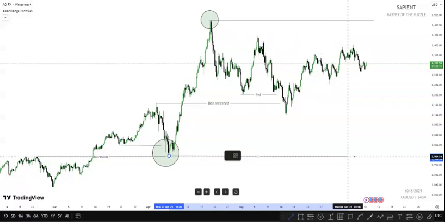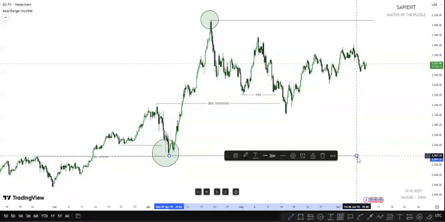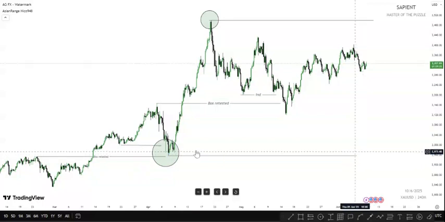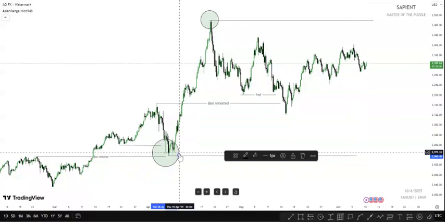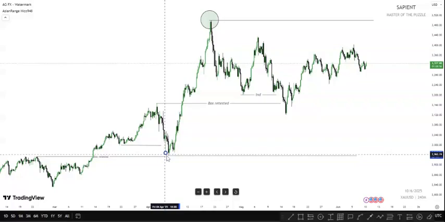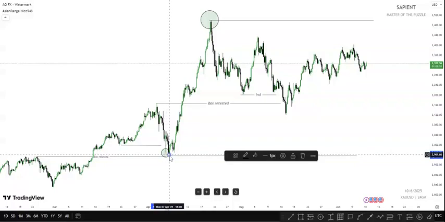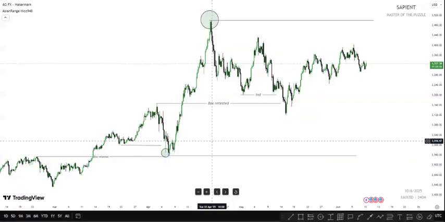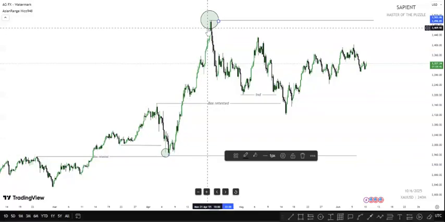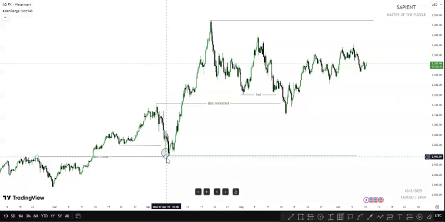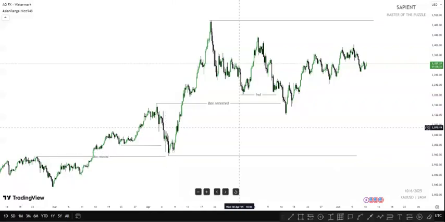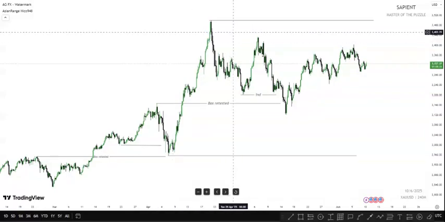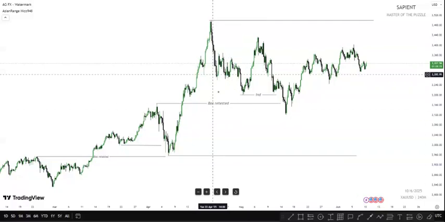I'm going to mark out this low. Nice. Let me remove this since I've marked that out. So we have this low, we have this high. What is happening inside this high and low? That is what we want to notice.